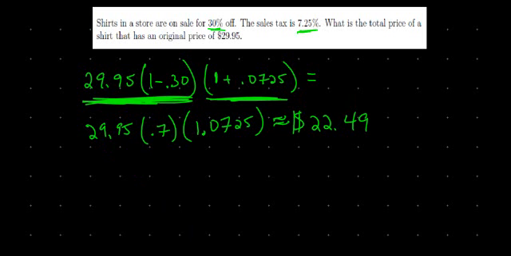Okay. So this thing originally cost $29.95. It was reduced by 30% and then bumped up by 7.25% sales tax. Our cost to get out the door is going to be $22.49.